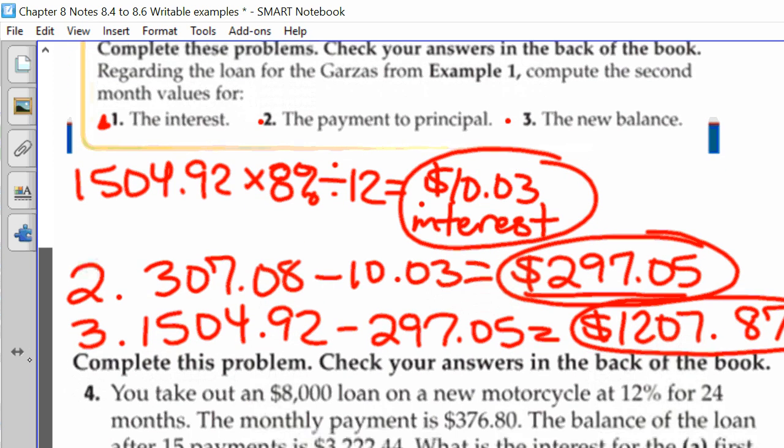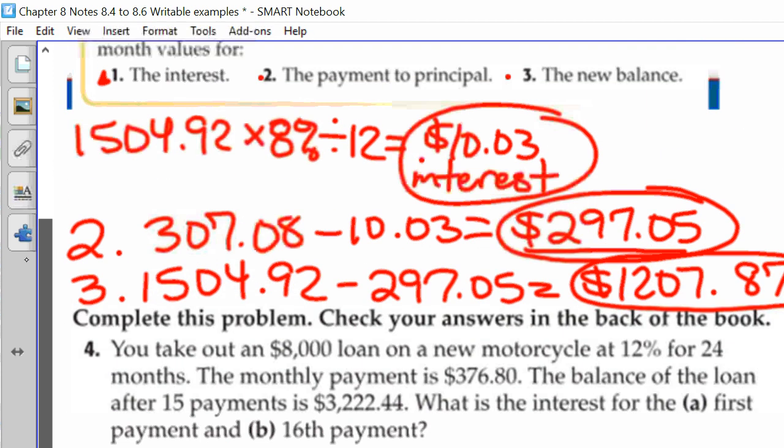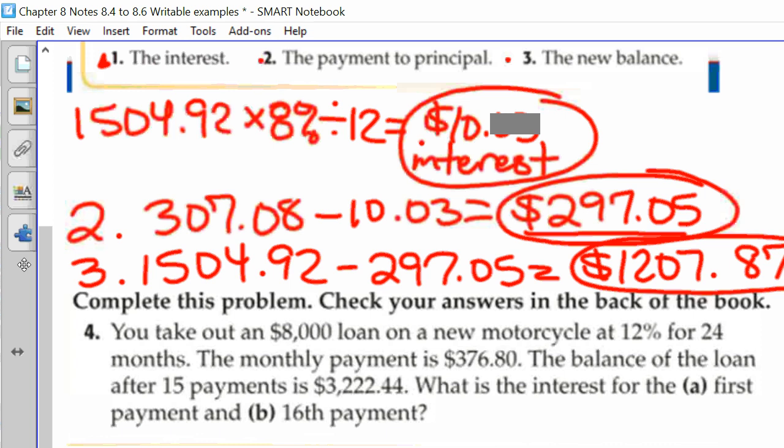All right, let's look at number four here. We take out an $8,000 loan on a new motorcycle. It's 12% interest for 24 months. The monthly payment is $376.80. The balance of the loan after 15 of those payments is $3,222.44. What is the interest on the first payment? And what's the interest on the 16th payment?